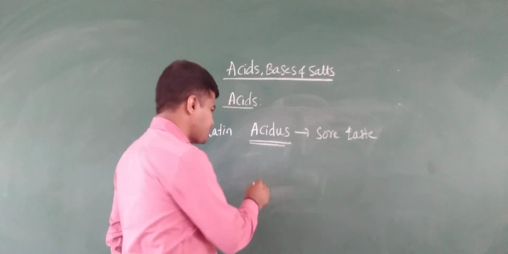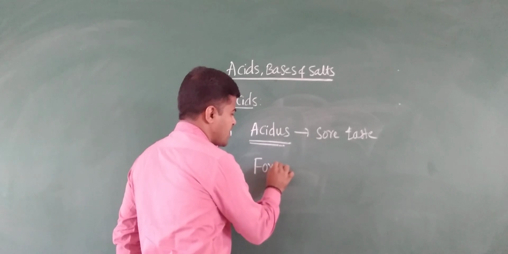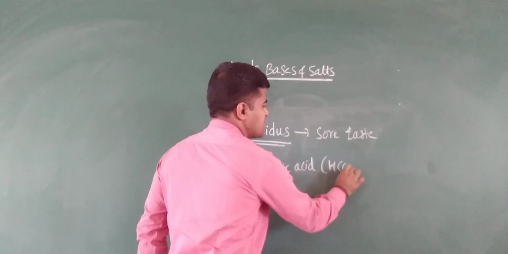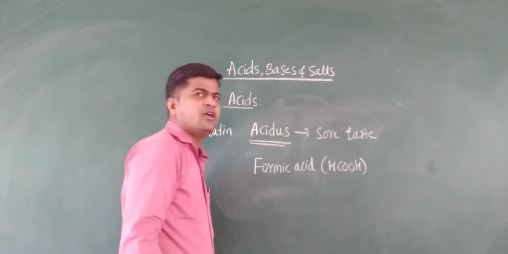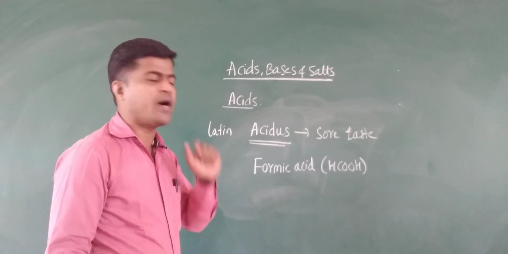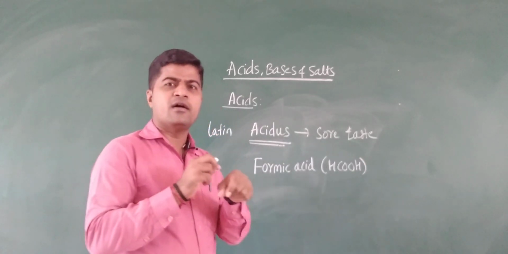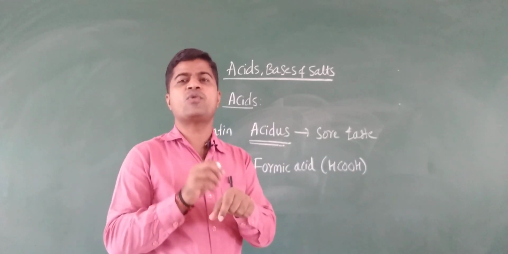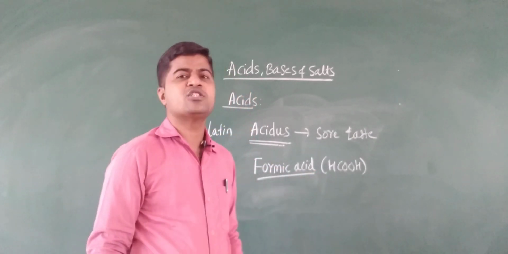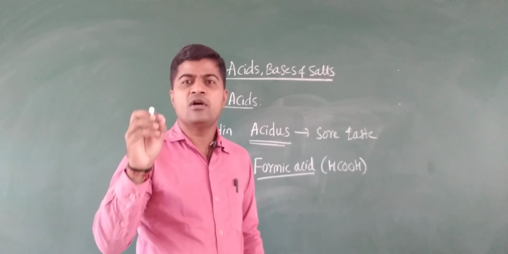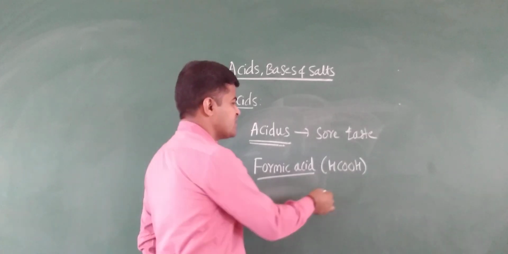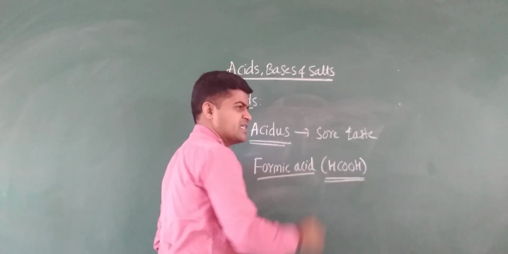You might know some acids, like formic acid, whose formula is HCOOH. Everybody knows this acid. If a honeybee stings or ants bite, you get an itching sensation and red swelling over the skin. The reason is formic acid, which is present in that sting or bite. That is why the area swells.